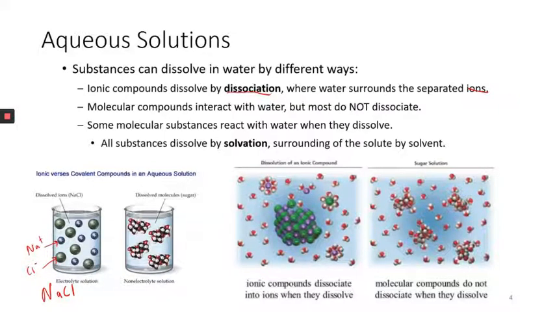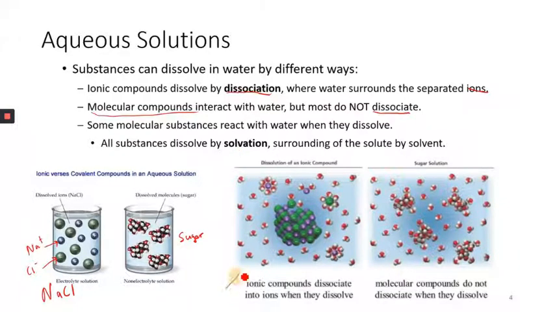Now when you drew your sugar, so this one is sugar, the sugar will dissolve, but the elements will not form ions, okay? They will not dissociate. So molecular compounds can dissolve with water, but they do not dissociate, which means to rip apart into its ions, okay? All substances that dissolve, the process of the dissolving is called solvation.